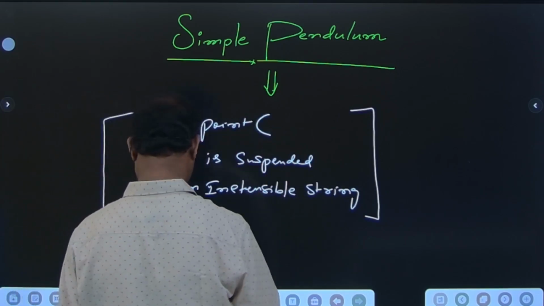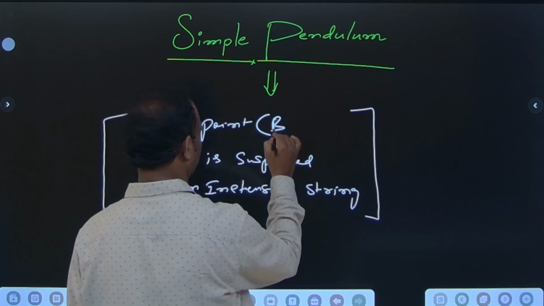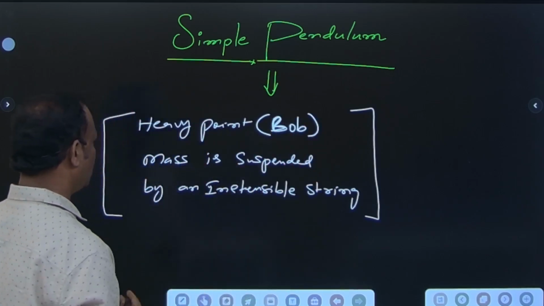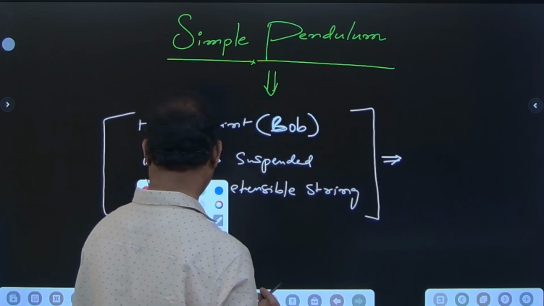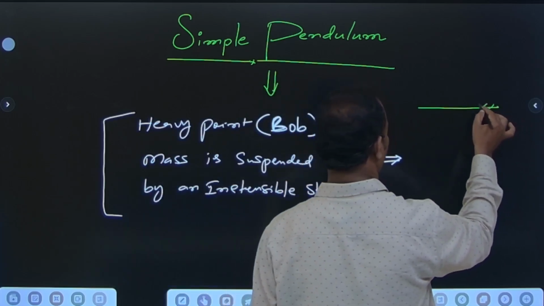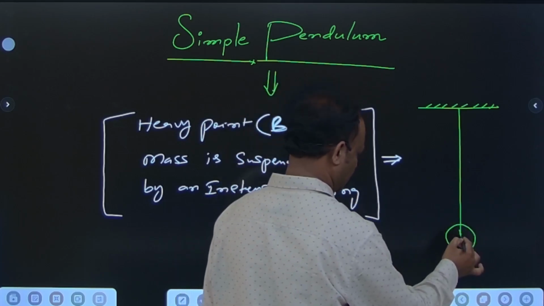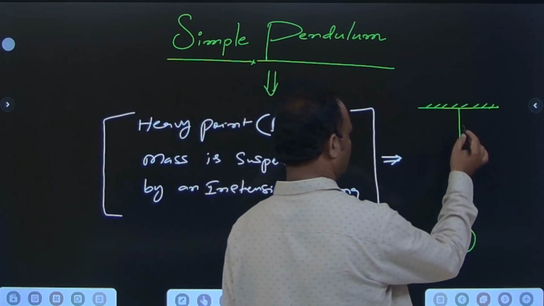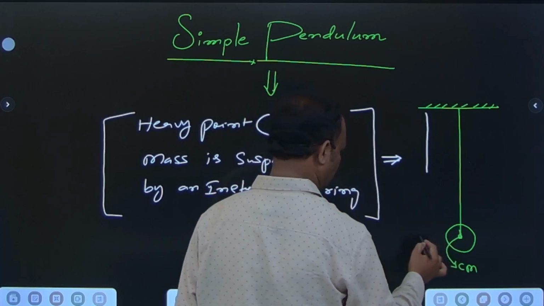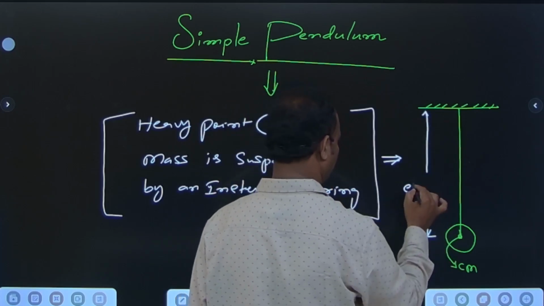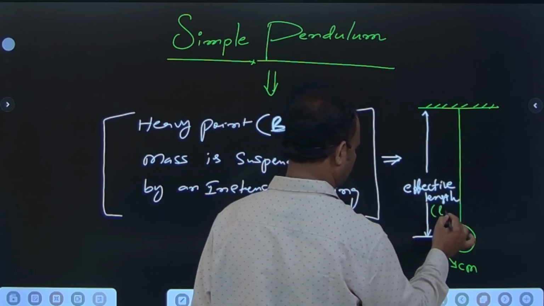This point mass is called a bob. Okay, so a heavy point mass, and an inextensible string means the string is fixed to a fixed support. Whatever the shape of this point mass, the length from here to its center of mass is called the effective length, L effective.